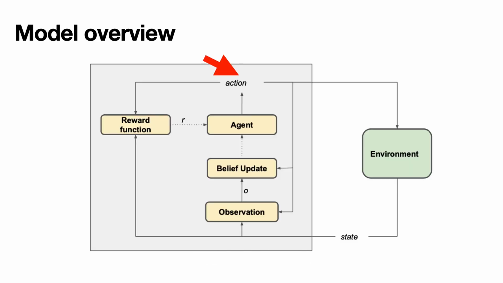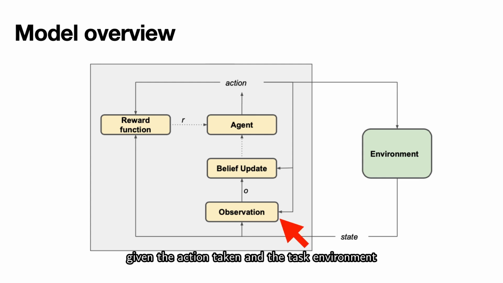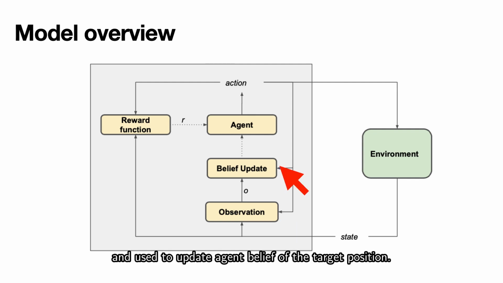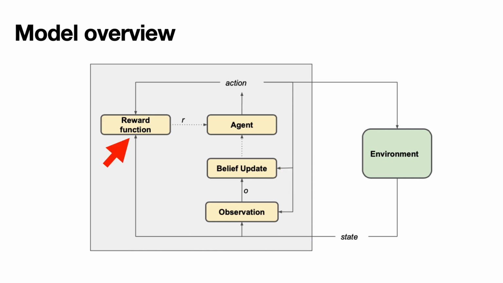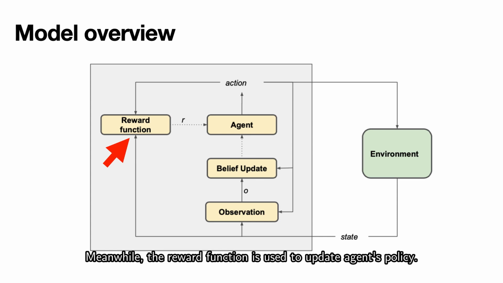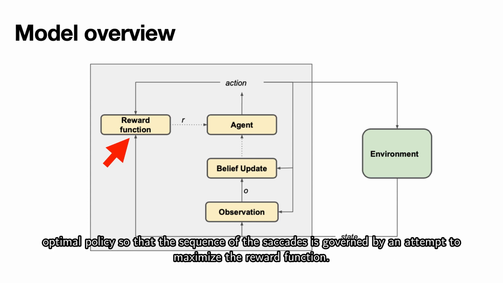Similarly, in the model, the agent chooses an action, a saccade, based on its current belief of target position. Given the action taken and the task environment, a noisy observation is obtained and used to update the agent's belief of the target position. Meanwhile, the reward function is used to update the agent's policy. A reinforcement learning algorithm is used to learn the optimal policy so that the sequence of saccades is governed by an attempt to maximize the reward function.